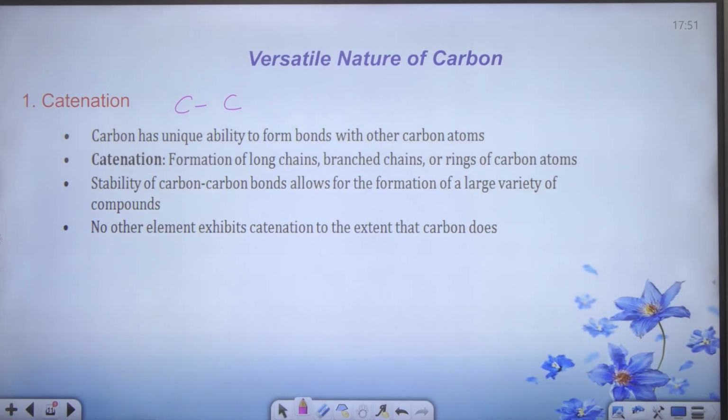Formation of carbon-carbon bonds. Carbon has a unique ability to form bonds with other carbon atoms. That property is known as catenation.